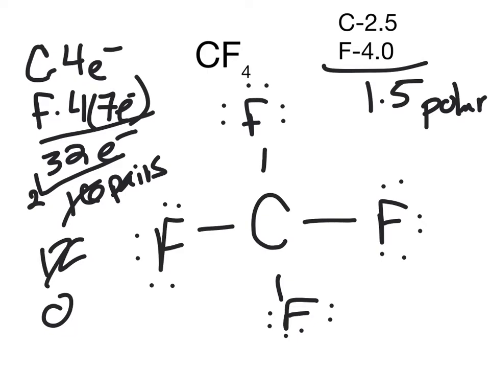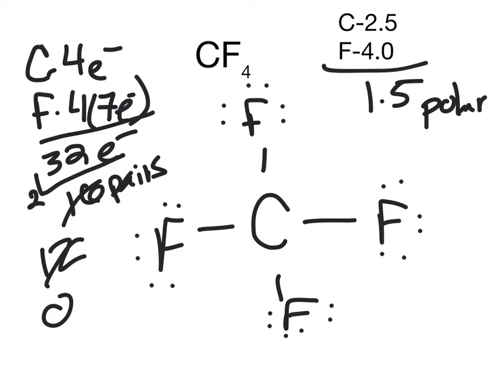I've got none left. So when I check everything, carbon has its 4 bonds around it, so that's its 8 electrons. The fluorine on the left has all 8. The fluorine on the top has all 8. The fluorine on the right has all 8, and the fluorine on the bottom has all 8. So now I've got to remember those bonds are polar bonds.